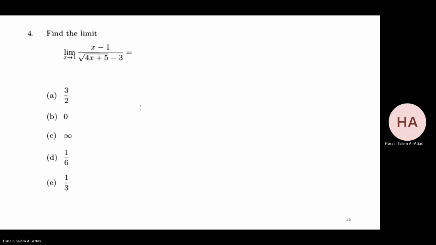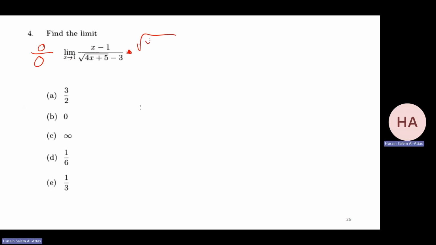Now, problems on how to find the limit when you have 0 over 0. You notice if I substitute, you will get 0 over 4 plus 5, 9, square root of 9, 3 minus 3, so 0 over 0. If I have 0 over 0, it means what? You need to rewrite the function in a different way. So one way to do that is through rationalizing.